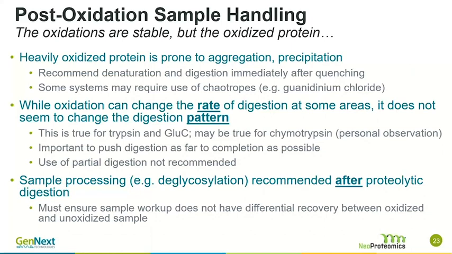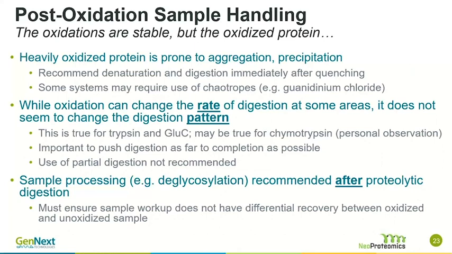However, keep in mind, the oxidation can change the rate of digestion. So if you have a sample handling protocol where you like to try to do these ultra-fast 30-minute digestions that you're used to doing just for doing protein IDs, I implore you, don't try to do that with FPOP. You want to make sure you push these digestions to completion, as much to completion as possible, so that you're comparing the same digestion patterns between both of your samples.